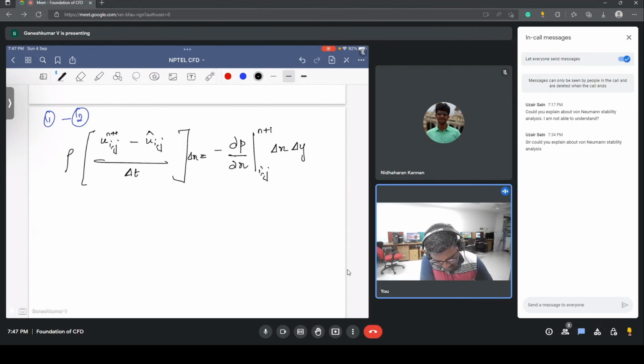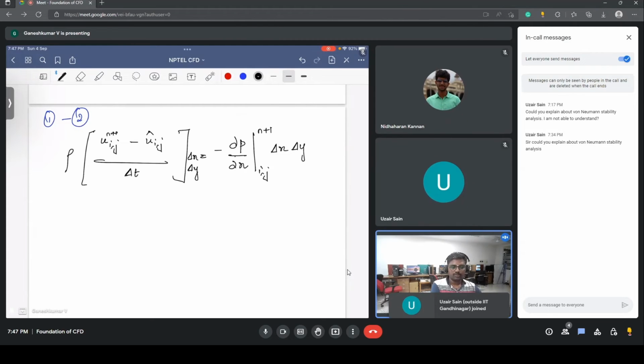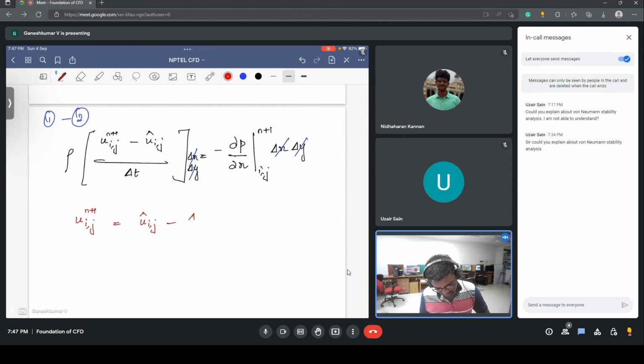Here also there will be delta x delta y, right? So what happens here is, now we can cancel this delta x delta y here. So we can rewrite this equation as u(i,j) at n+1 is equal to u cap of (i,j) minus delta t by rho times dou p by dou x. We haven't discretized this pressure gradient, we just kept it like that. We will see why.